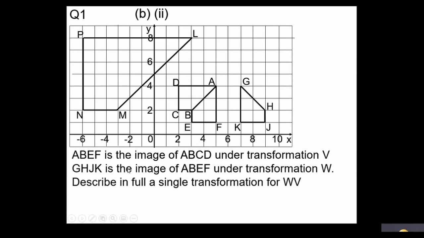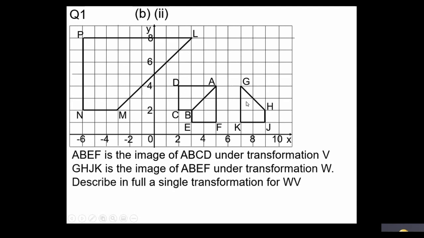This question is quite tricky because you see the question says describe in full a single transformation. Now there are 2 transformations here, from this to this, from this to this. But here they ask you to describe in a single. Single means one, satu only. So you have to only look at A, B, C, D, and G, H, J, K. Ignore this. Now you think from here to here, how?